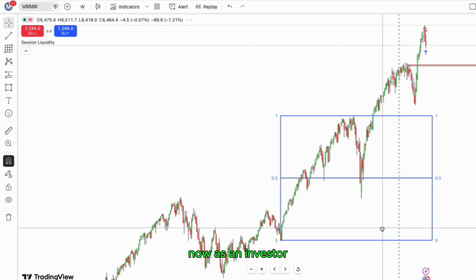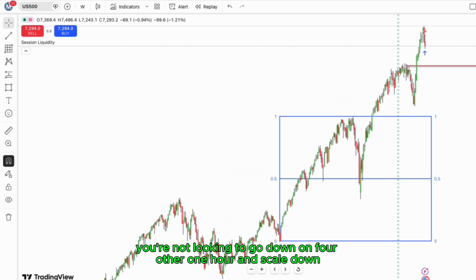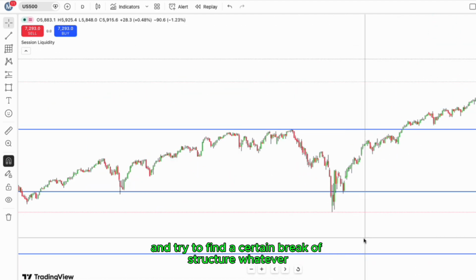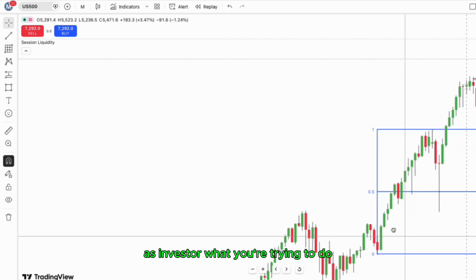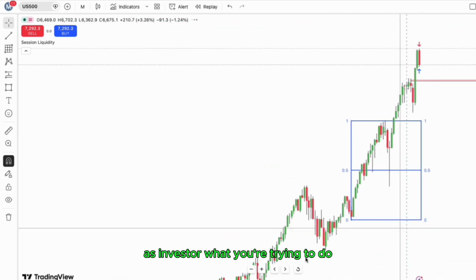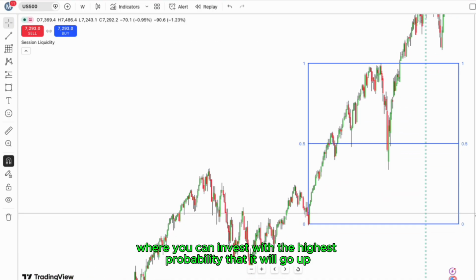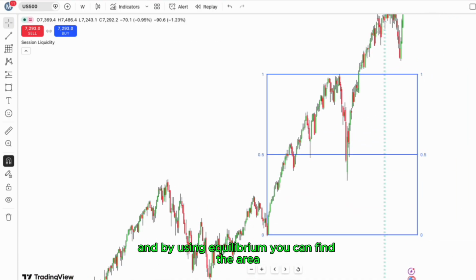Now, as an investor, you're not looking to take the intraday trade. You're not looking to go down on the 4 hour or the 1 hour and scale down and try to find a certain break of structure or whatever that you could take to the upside. As an investor, what you're trying to do is just find an area where you can invest with the highest probability that it'll go up. And by using equilibrium, you can find that area.